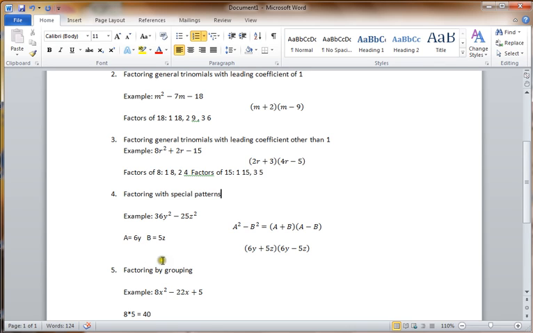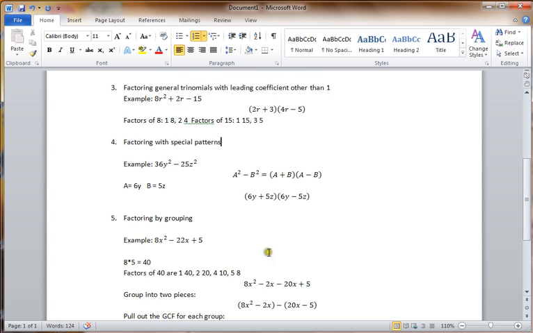So if A is 6y and B is 5z, then this expression represents A squared minus B squared. And I apply the pattern A plus B times A minus B. So A plus B, A minus B. And this is the completely factored version of the problem that I started with.